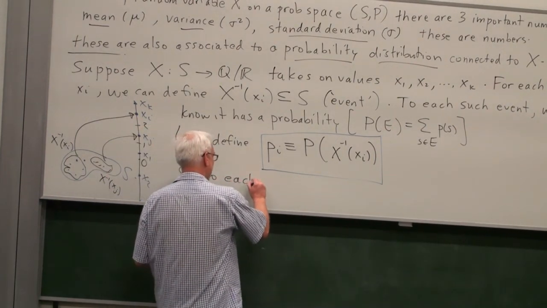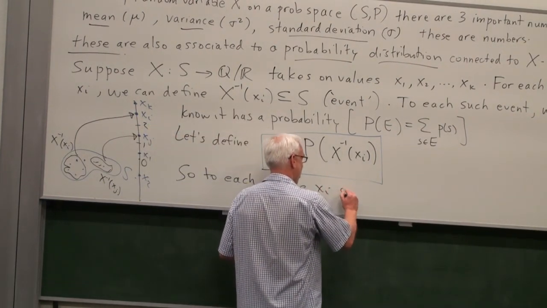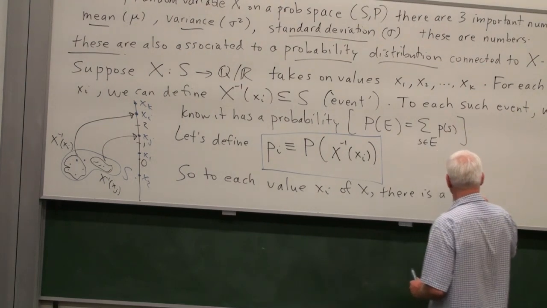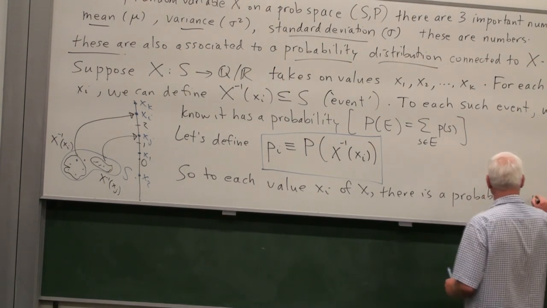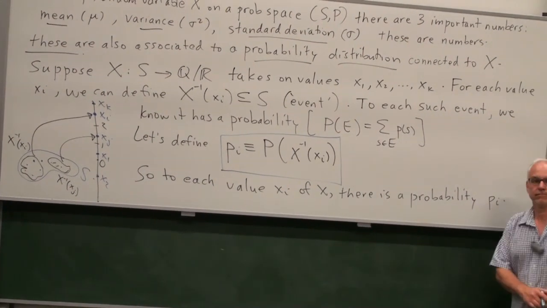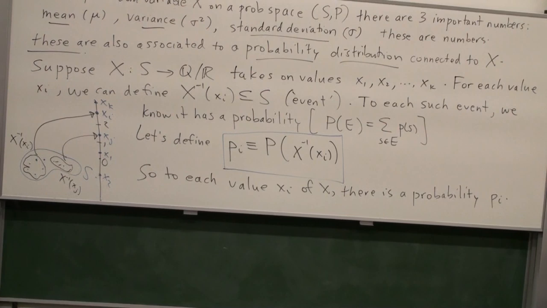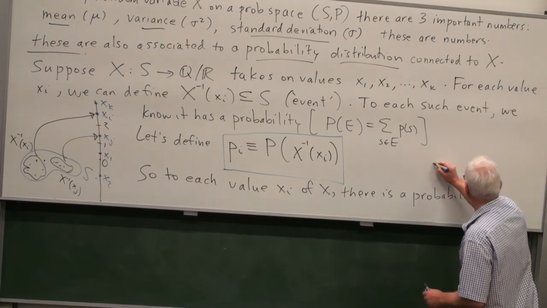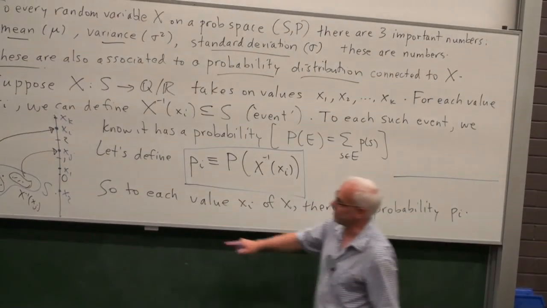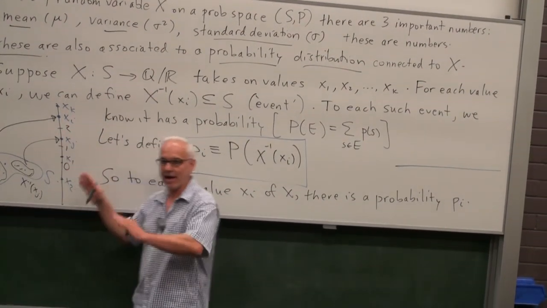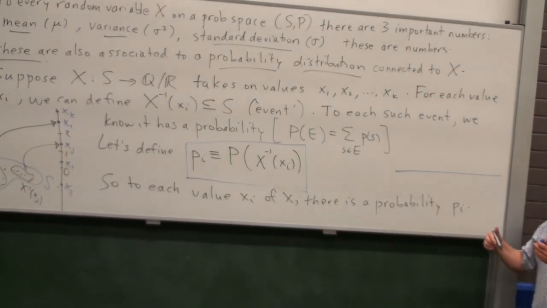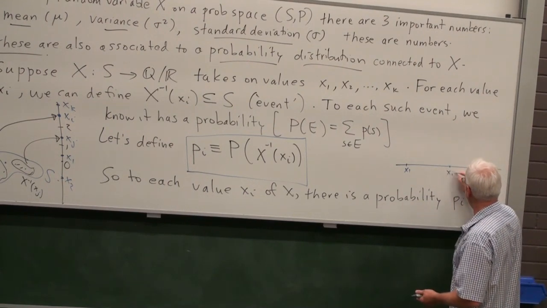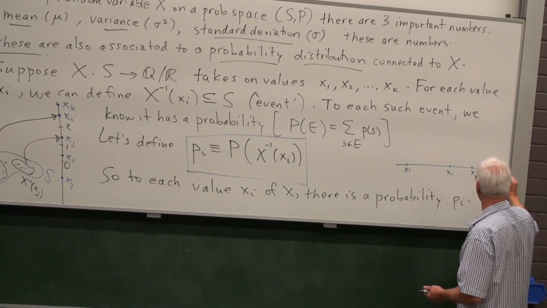So to each value xi of x, there is a probability pi. And we're going to draw that probability distribution horizontally. So I'm going to take this same axis that you should think of maybe vertically here, and I'm going to draw it horizontally so it's more like a standard thing. And now the various values, x1, x2, xi, xj, up to xk, wherever they are along here.